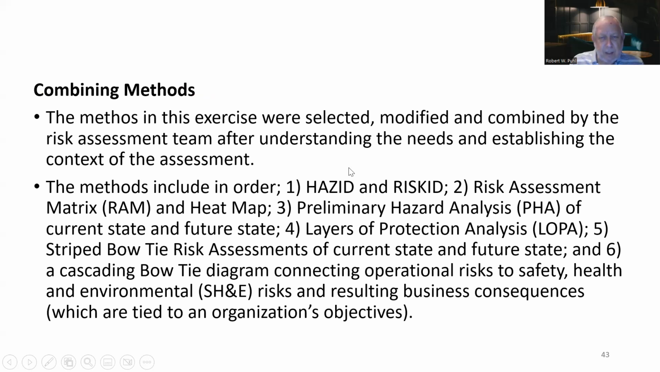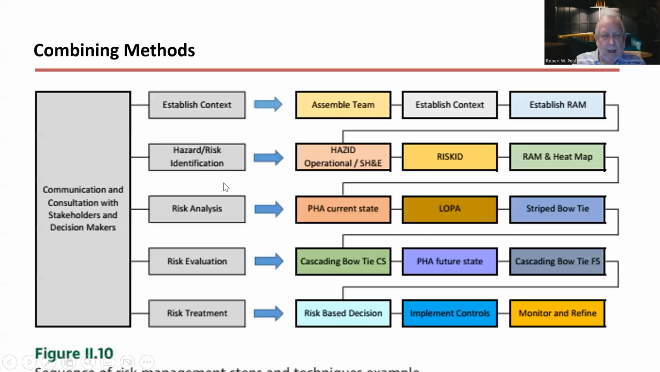The methods in this exercise were selected, modified, and combined by the risk assessment team after understanding the needs and establishing the context of the assessment. The methods include, in order, hazard ID and risk ID, hazard and risk assessment matrix and heat map, preliminary hazard analysis of current state and future state, layers of protection analysis, striped bow tie assessments of current state and future state, and a cascading bow tie diagram connecting operational risks to safety, health, and environment risks and resulting business consequences, which are tied to an organization's objectives. So these are combining methods we're going to look at now.